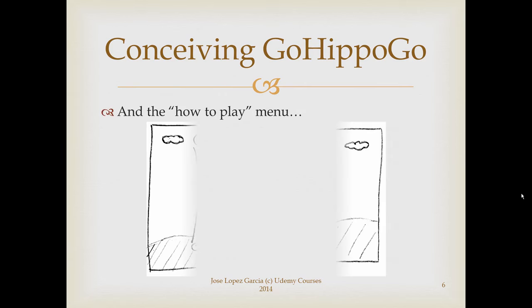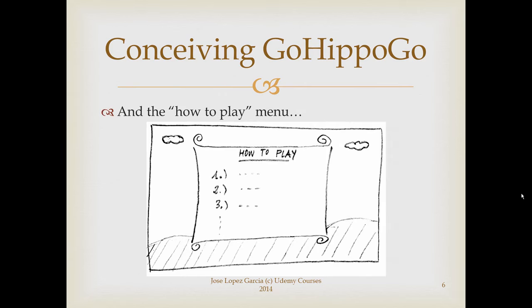The how to play menu. This looks like the last menu. Okay, it's very similar to it. But instead of people, you put here rules. Okay, what are the rules of your game? So that you let users, players, know what are the rules of your game.